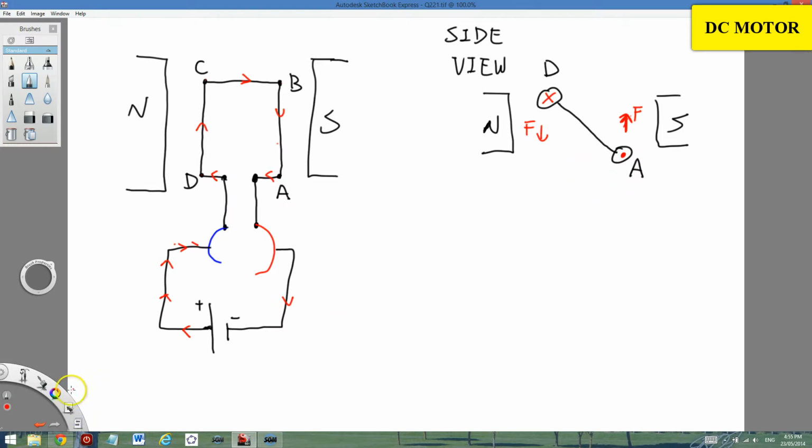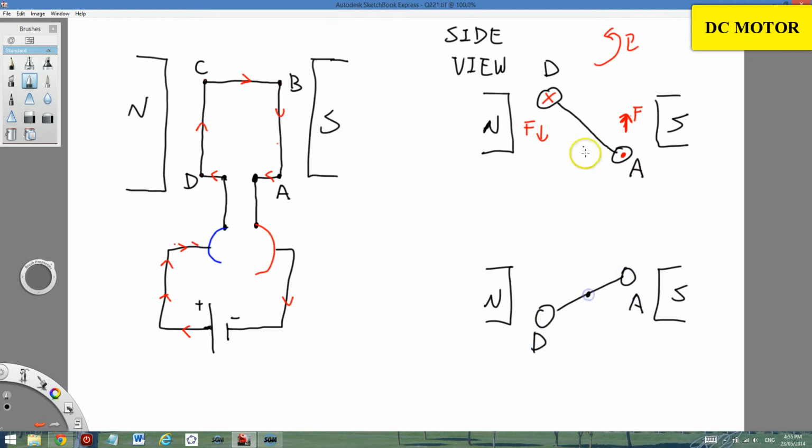After a while, again this is an anti-clockwise rotation, and it keeps rotating. It's going to end up like this. I have point D, point A, and the current still goes in at point D and comes out at point A. Then here the forces give still an anti-clockwise rotation.